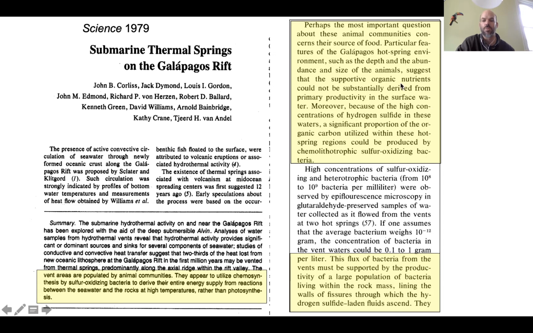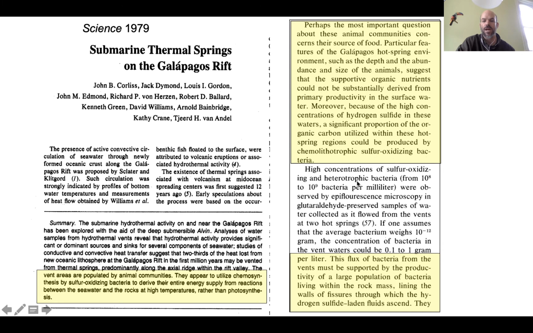So a significant proportion of the organic carbon utilized within these hot spring regions could be produced by chemolithotrophic sulfur-oxidizing bacteria. In our class, we've been calling them chemoautotrophic, chemolithotrophic, or chemolithoautotrophic. They're all basically the same words, slightly different words for the same idea.